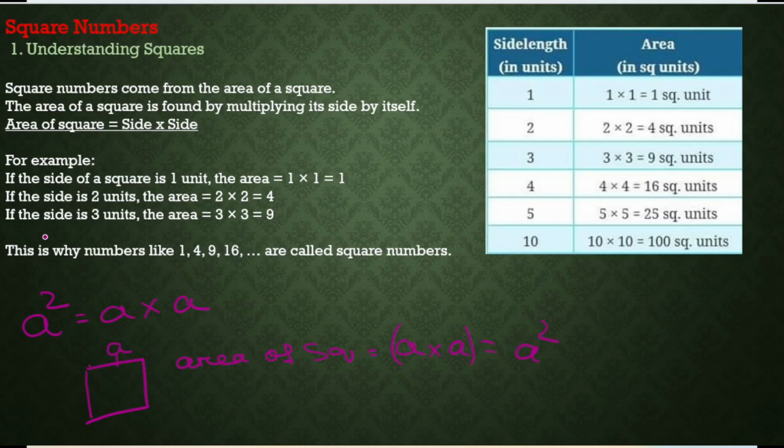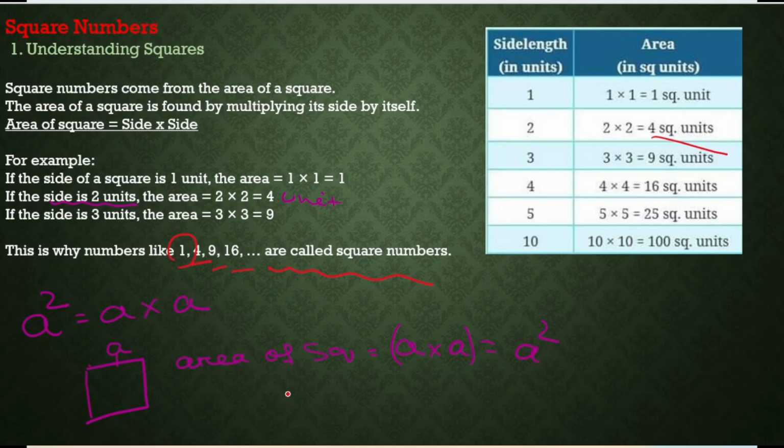Okay, see, if the side is 2 units, the area is 4 square units. If the side is 3 units, the area is 9 square units. So 1, 4, 9, 16, all are square numbers here. 1 is 1 into 1, 2 into 2 is 4 square units. One thing, don't forget to write square.